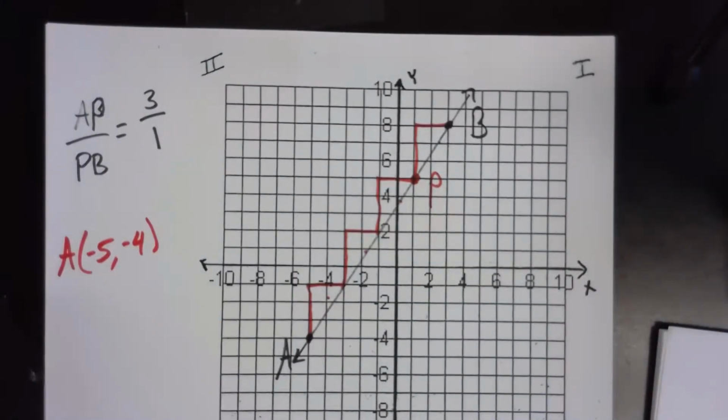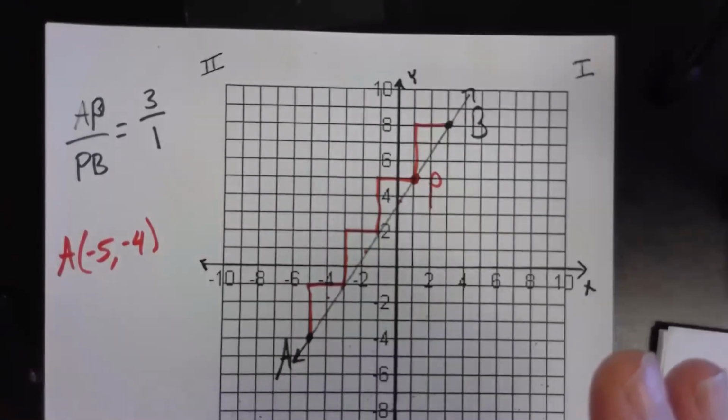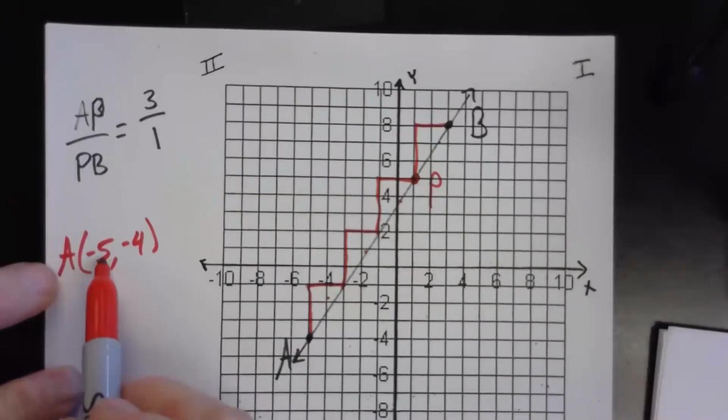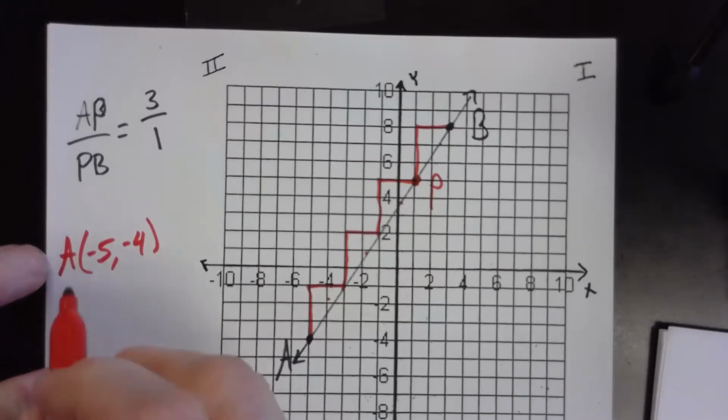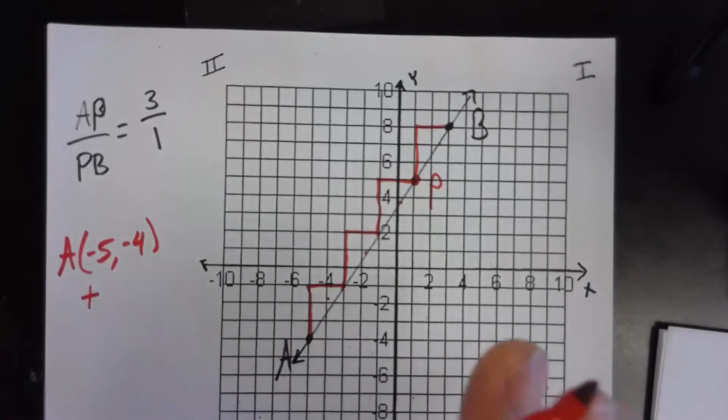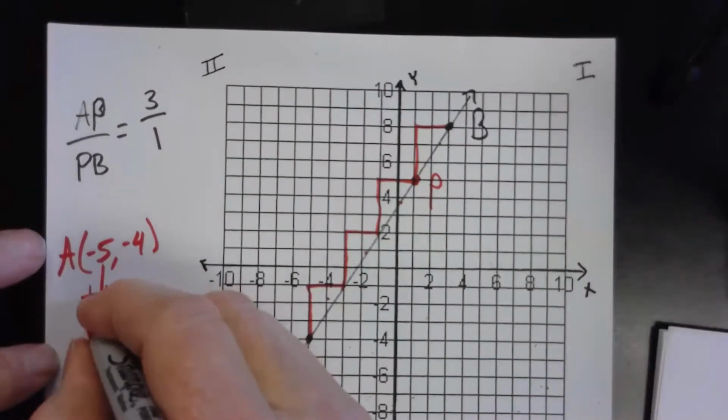Remember, this is a directed segment. So we're going from A along to B. Got it? Okay. Now, that -5 is going to change some. Okay, it's going to have some change to it. We're going to add some amount to that -5.